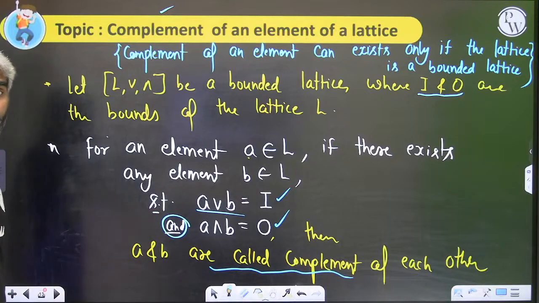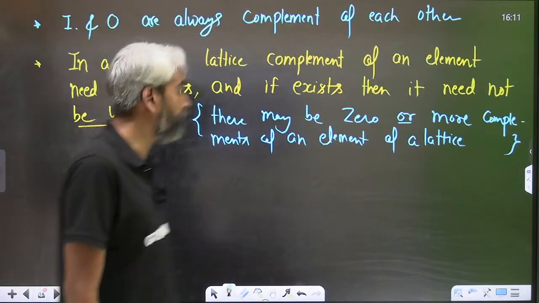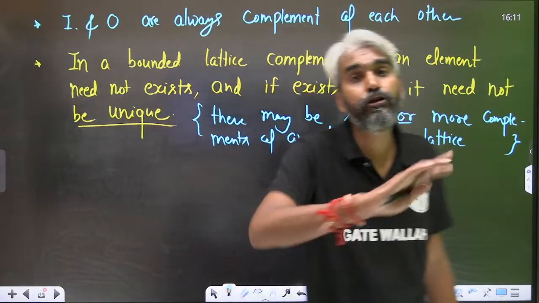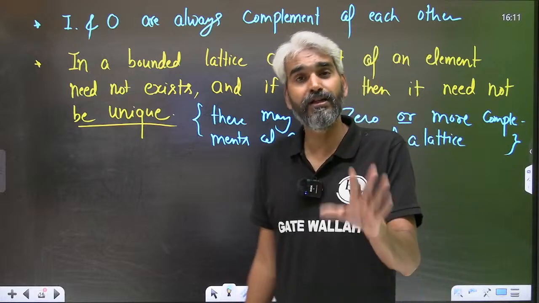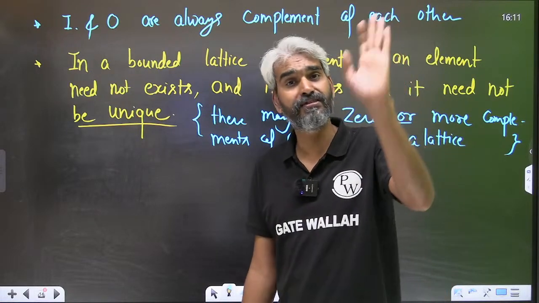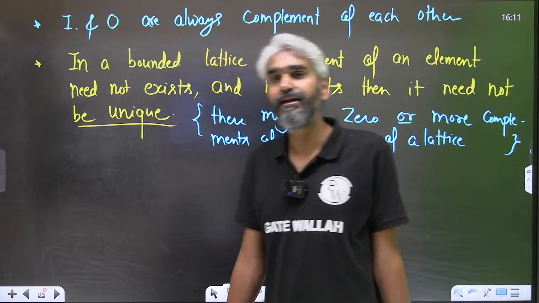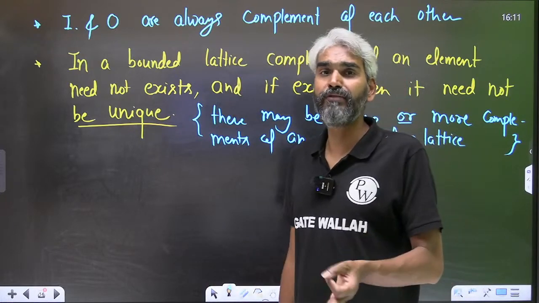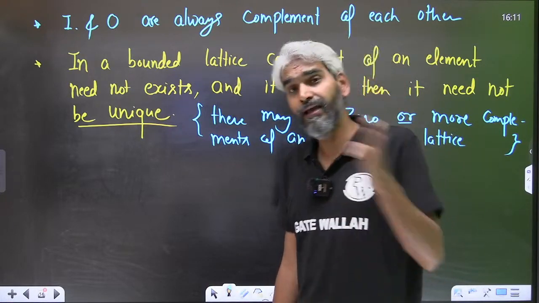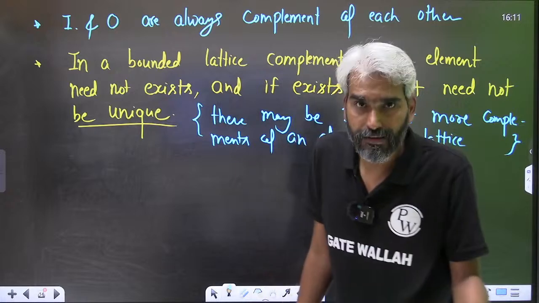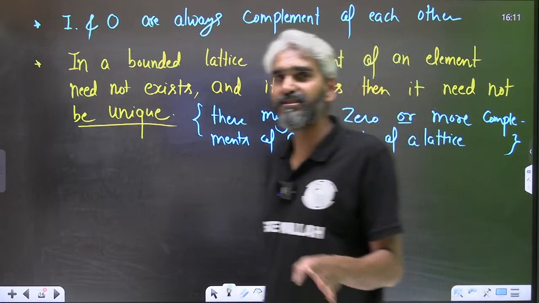Now you just need to understand that in a lattice, the complement of an element need not exist. It is not necessary that the complement of each and every element will exist in a bounded lattice. And even if it exists, it need not be unique.